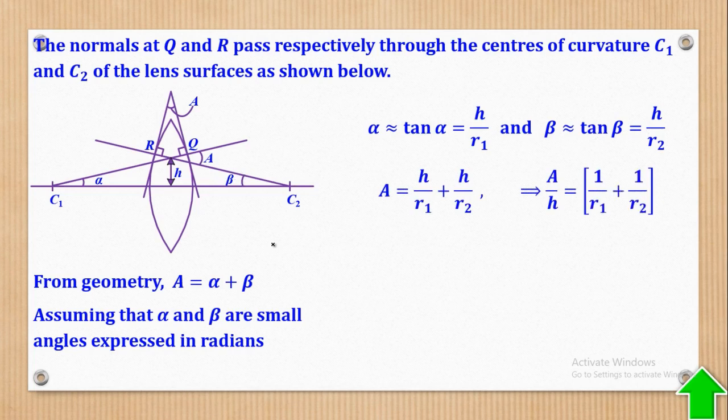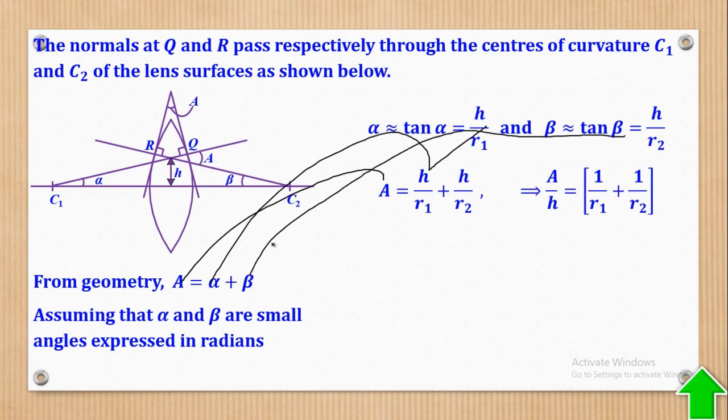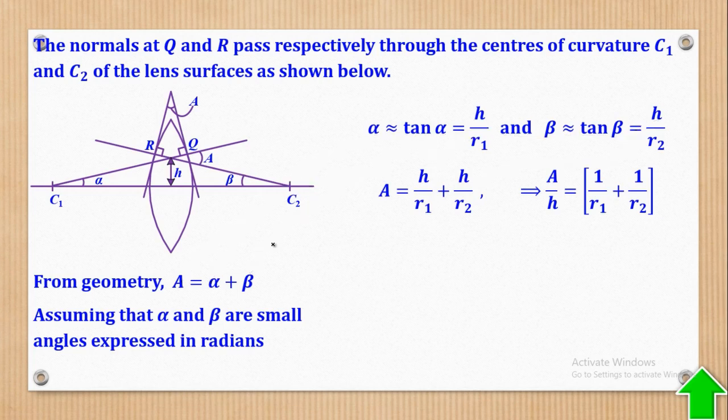Now when I substitute here, A is here, alpha I'll put there, and beta I'll put there. Now with this you realize that h is common here, so I'll pull it out and take it this side to become A over h equal to 1 over R1 plus 1 over R2.